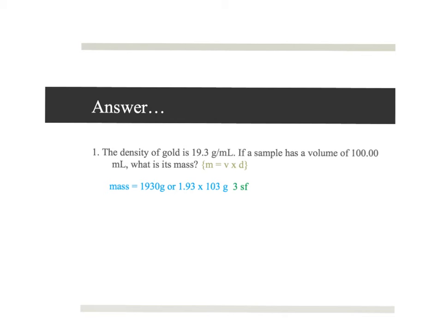What you can see here is my mass. If I do out all my calculations, and you can see here how it was manipulated like we did on the previous slide, your answer comes out to 1930 grams. So your answer actually has 3 sig figs because that final 0 right here is not significant.